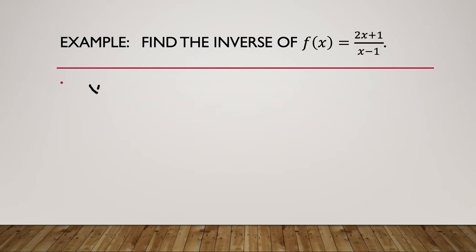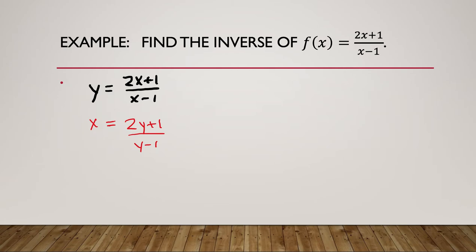All right, so I'm going to write my function down. I'm going to make it y is equal to instead of f of x. And then remember that your first step is to switch the x and the y. So instead of y is equal to, it's going to be x is equal to. And instead of 2x plus 1, I'm going to have 2y plus 1. And the denominator is going to change from x minus 1 to y minus 1.